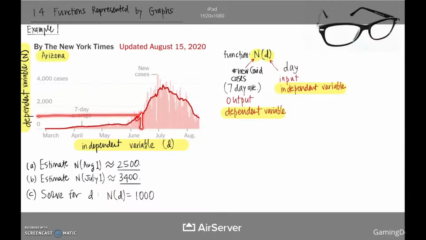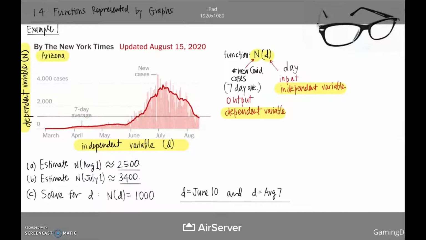But then we have to ask ourselves, does it ever happen again? And it does. It happens a little bit later, right here. So maybe like August 7th-ish. So 2 times we get the number of new COVID cases being 1,000. And so we have to account for both of those.